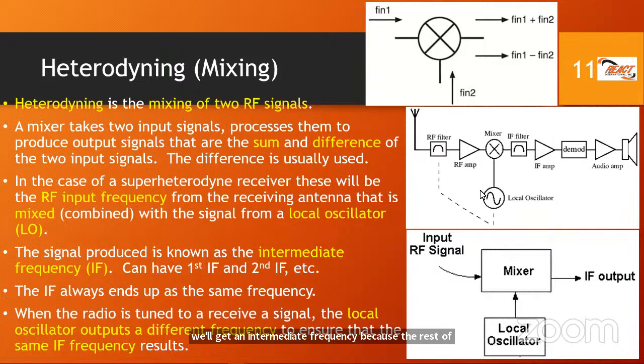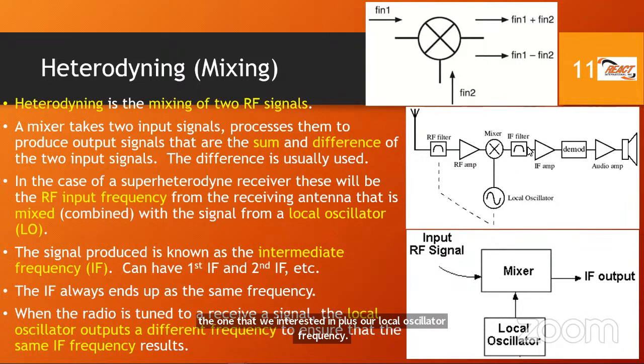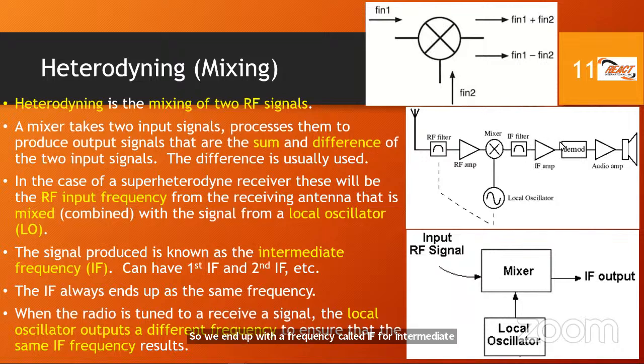So what we do is we mix the two frequencies together, the one that we're interested in plus our local oscillator frequency. So we end up with a frequency called IF, or intermediate frequency, and that is what we actually receive. And it's a much lower frequency. So therefore the circuitry here could be built a lot cheaper, and you can also have different stages and process that signal a lot better, rather than keeping it at the frequency that you're receiving the signal. So it's kind of down converting the frequency in a way. You could think of it that way, by mixing.